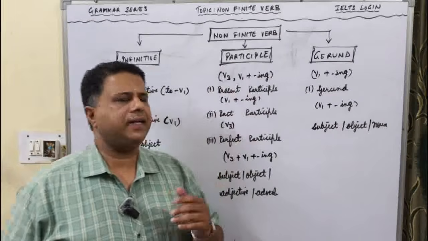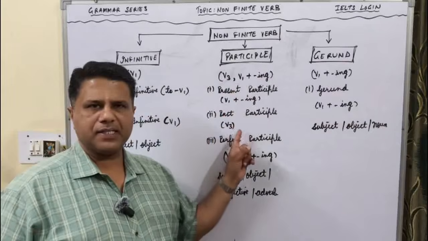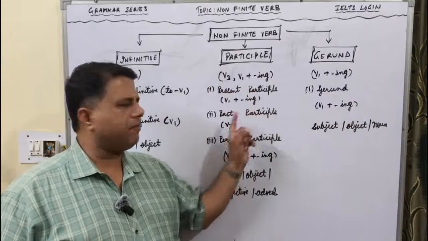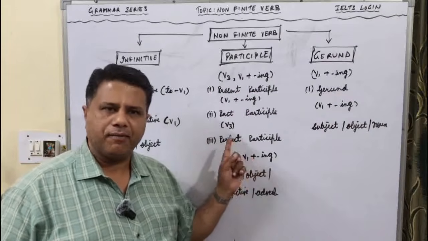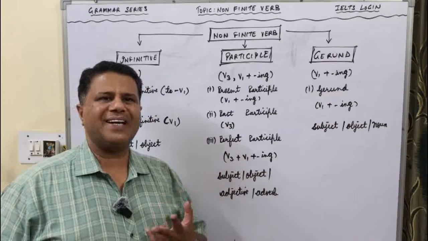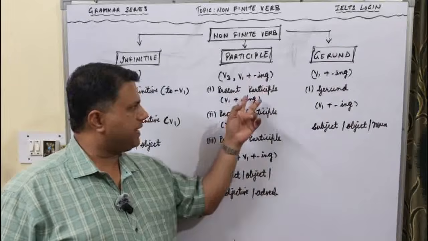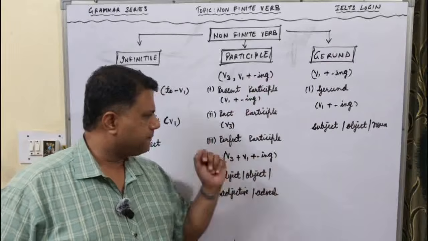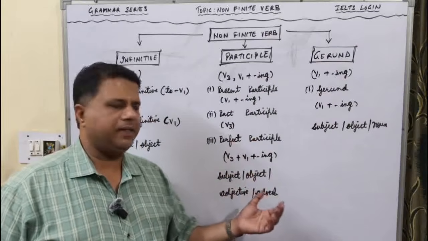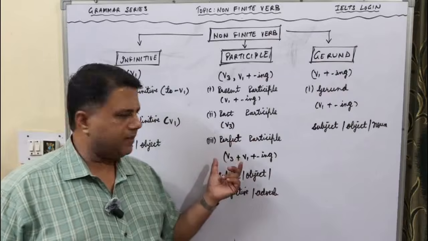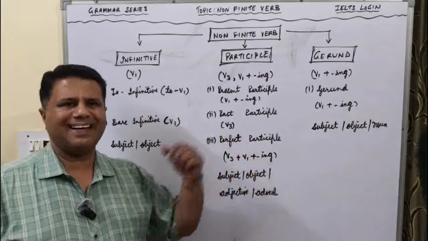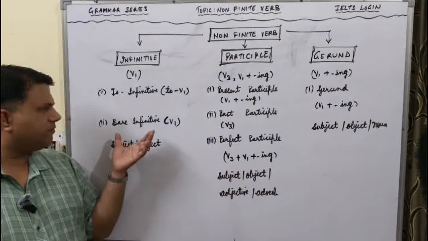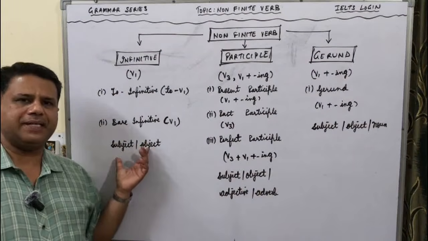Then participle is of three types: present participle, past participle, and perfect participle. Present participle is the ing form of the verb. Past participle is the third form of the verb. In perfect participle, two actions will be there. In present participle and past participle, one action will be there. In perfect participle, two actions will be there. One action will be denoted by the third form of the verb, and the other action will be with the ing form.